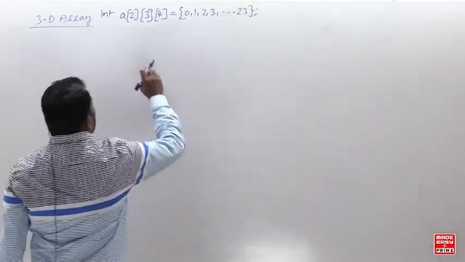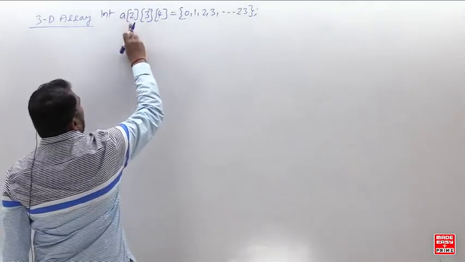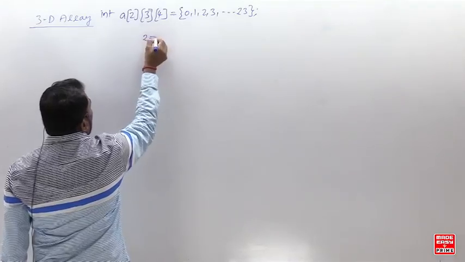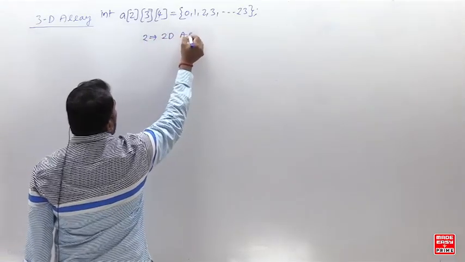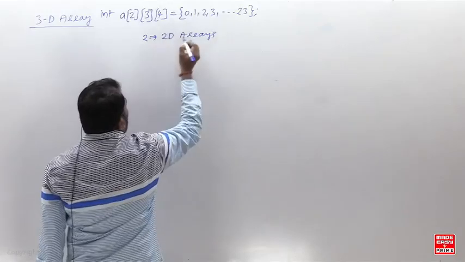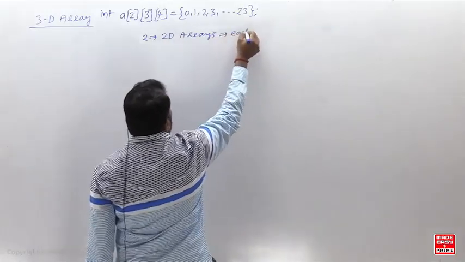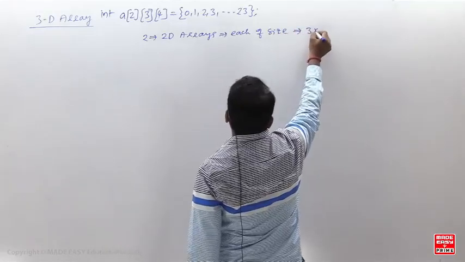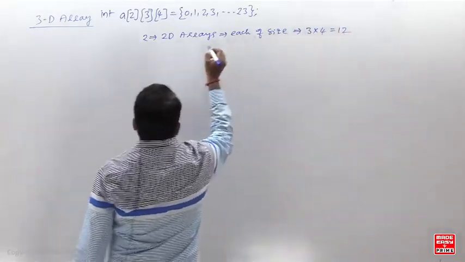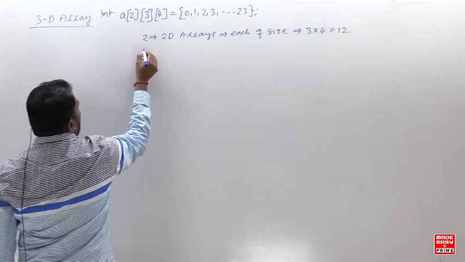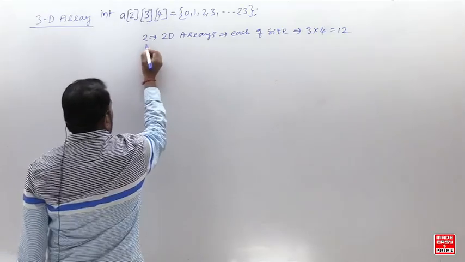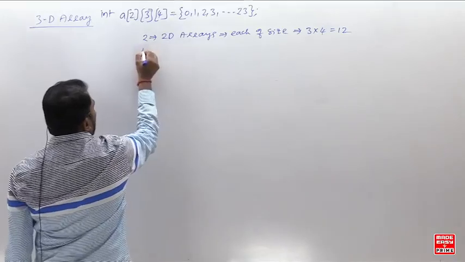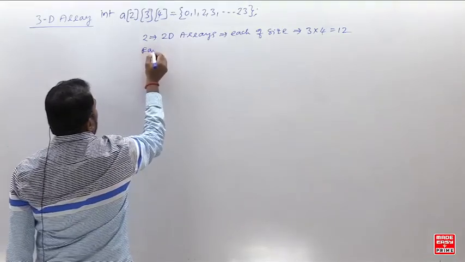So now tell me, in this declaration, if I have int a[2][3][4], what is the meaning of this? You have two 2D arrays. Please understand here, two 2D arrays, each of size how much? 3 into 4, that is 12. So two 2D arrays, each of size 3 into 4.